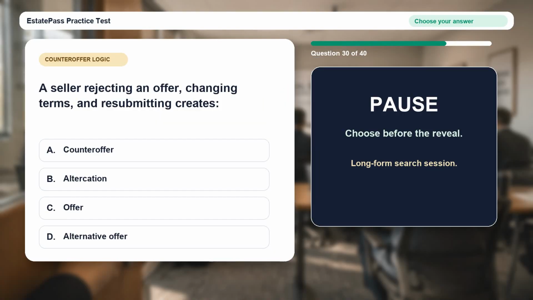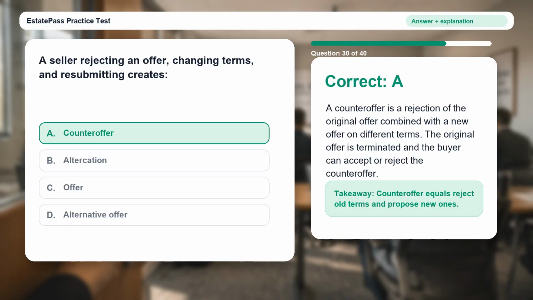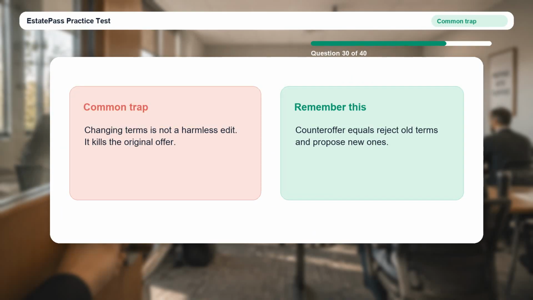Question 30. A seller rejecting an offer, changing terms, and resubmitting creates. Your choices are A. Counteroffer. The correct answer is A. Counteroffer. Explanation: a counteroffer is a rejection of the original offer combined with a new offer on different terms. The original offer is terminated. Common trap: changing terms is not a harmless edit. It kills the original offer.